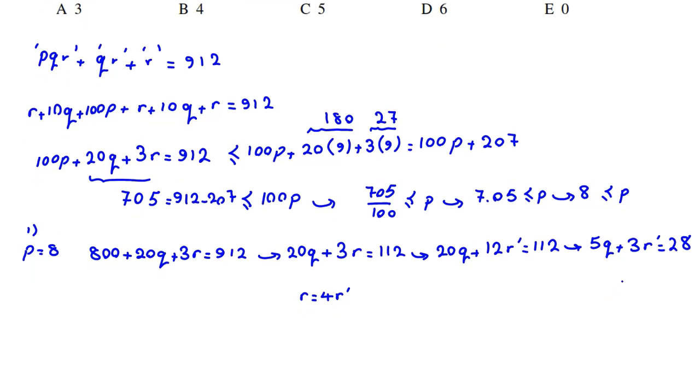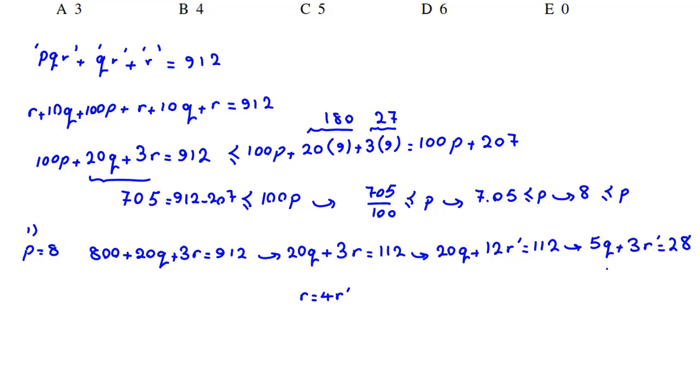And now here, let's consider cases. If we consider the remainder of q when divided by 3, 5q, 28 should be 1. You can use modulo if you know, but if you don't know, let's consider different cases.